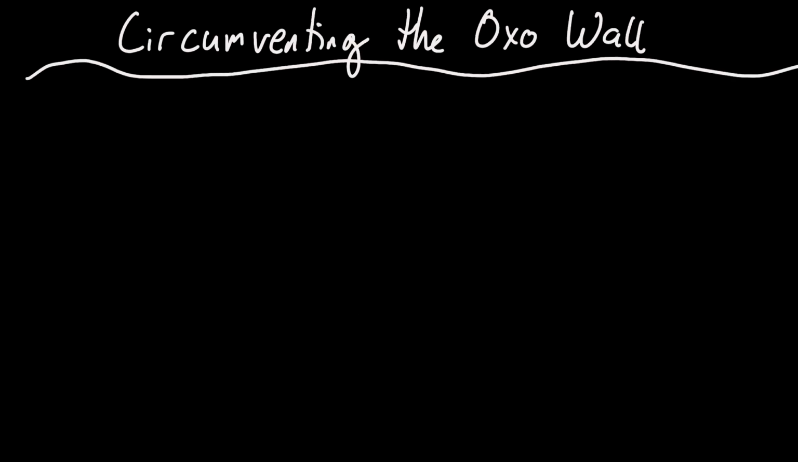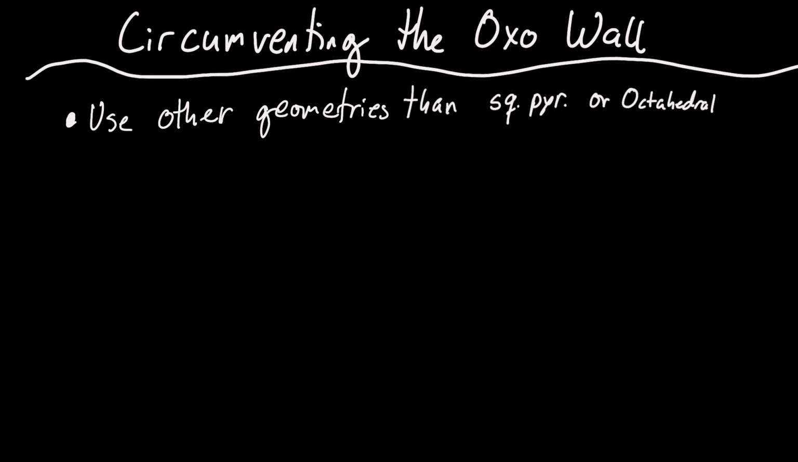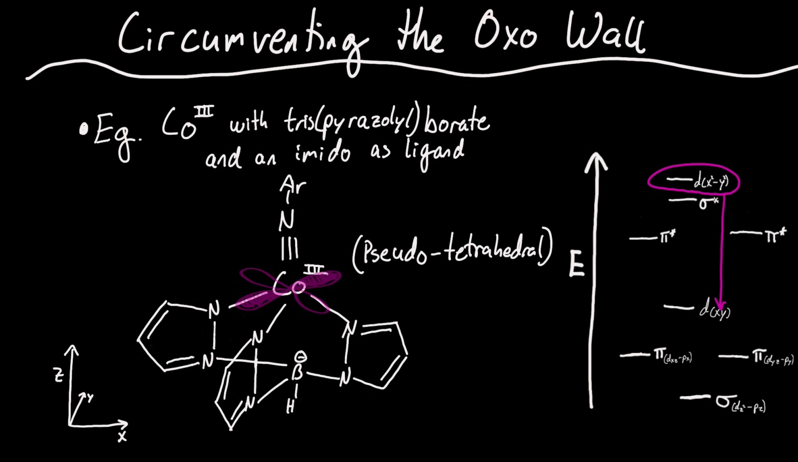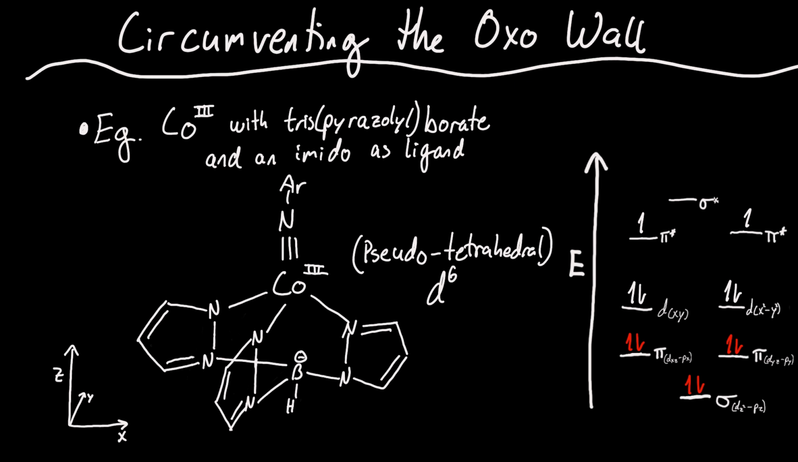There are ways of circumventing the oxo wall, such as resorting to molecular geometries other than octahedral and square pyramidal. Different geometries lead to different energy level diagrams. For example, a cobalt with a tris pyrazolyl borate and an imido ligand has a pseudo-tetrahedral shape. Here, the dx squared minus y squared orbital isn't pointing directly towards any ligand, so it will be exactly alongside the dxy orbital in energy, making more slots for electrons before the anti-bonding pi star orbitals need to get filled, meaning that the cobalt 3 complex, which is d6, can exist with these ligands.